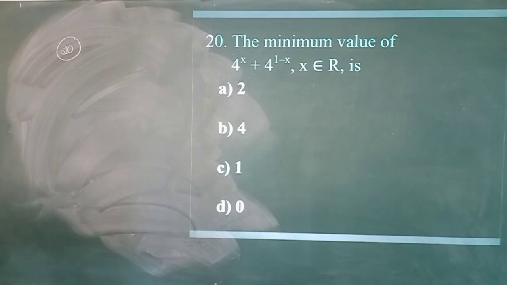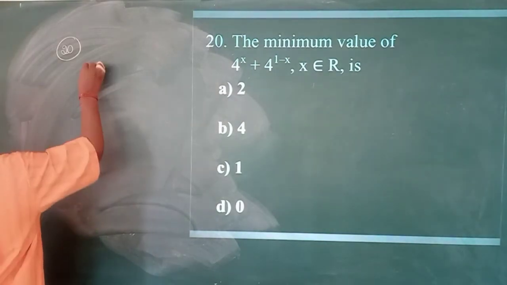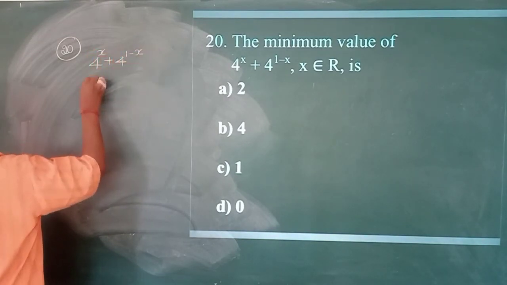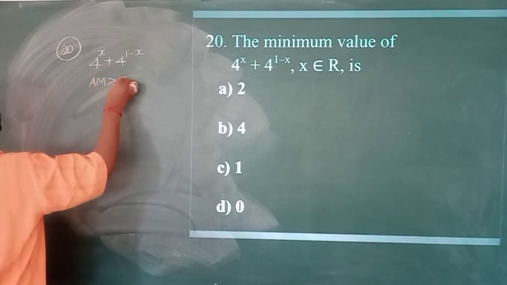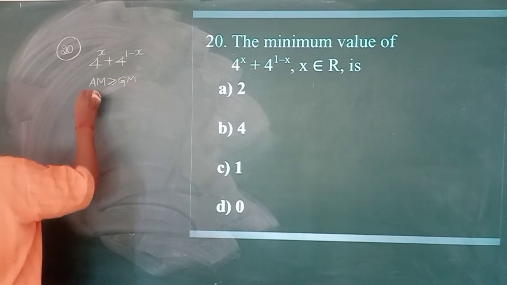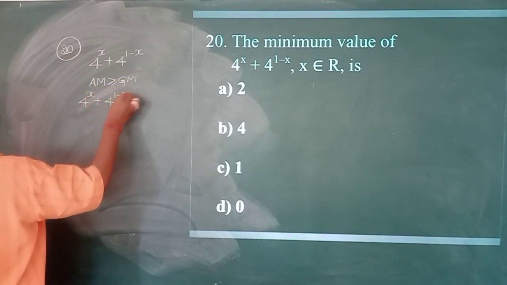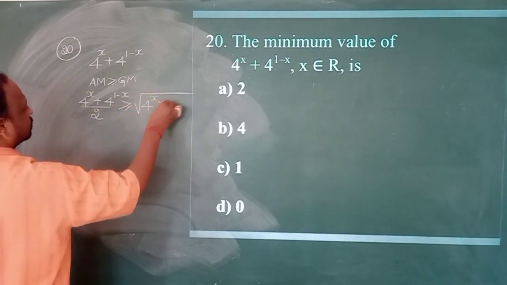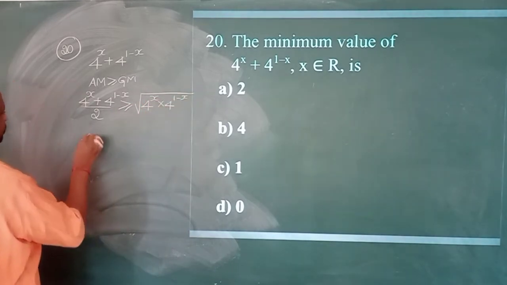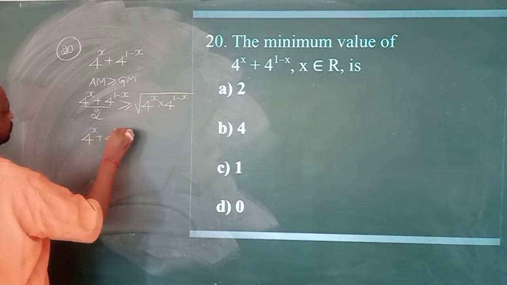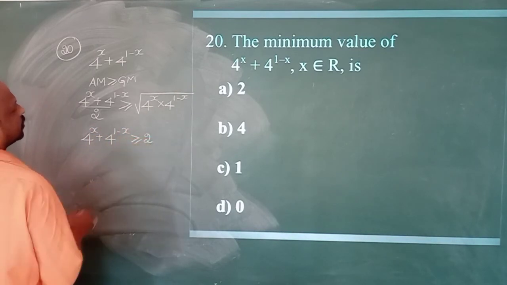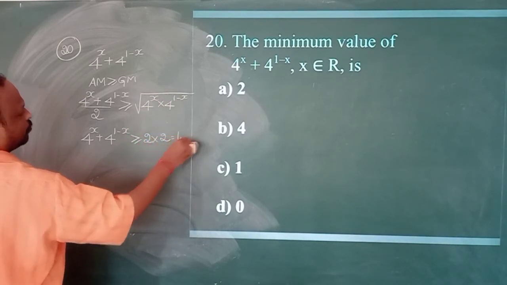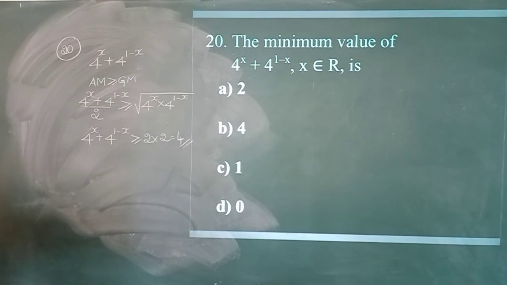Twentieth is a similar problem to the previous. Four power x, two into this, x cancels, root 4 is 2, is equal to 4. Option B.